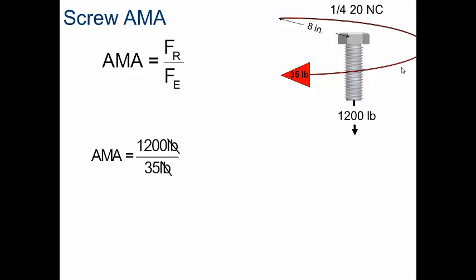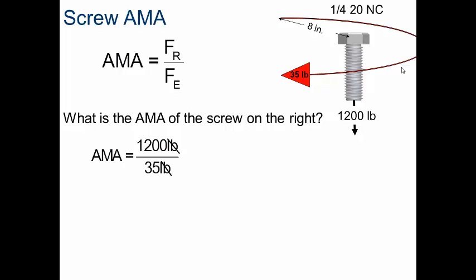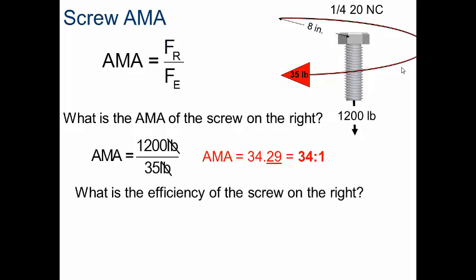Okay, so let's still use the same screw scenario. So we've got an 8-inch long wrench, and let's say it took us 35 pounds of force to make one full rotation. That translated into 1,200 pounds of force downwards. Just like we've done before, we're going to take the force of the load over the force of our effort. 1,200 pounds divided by 35 pounds gives us an actual mechanical advantage of basically a 34-to-1 ratio. That's significantly smaller than our ideal mechanical advantage.